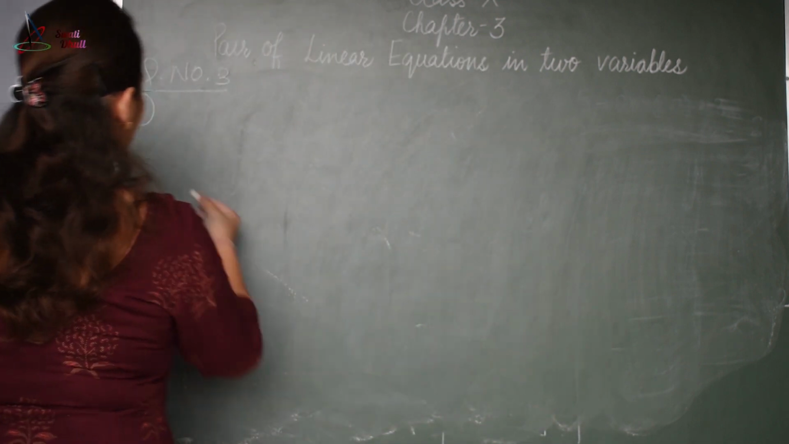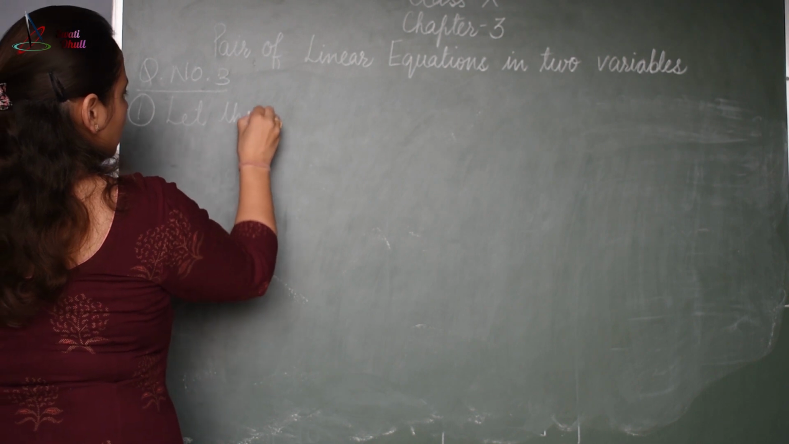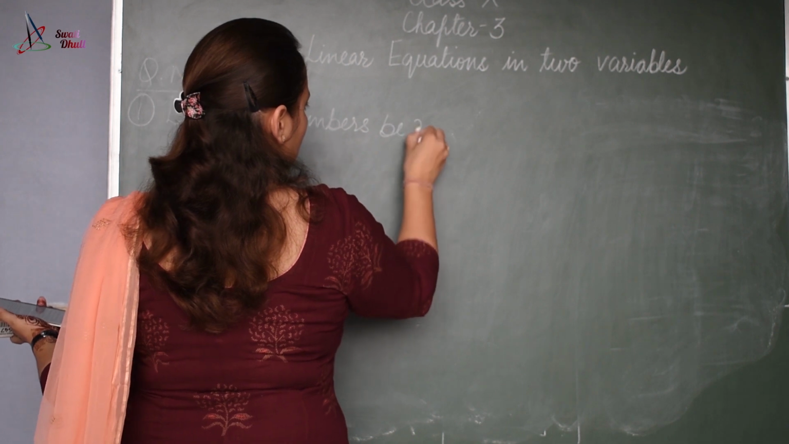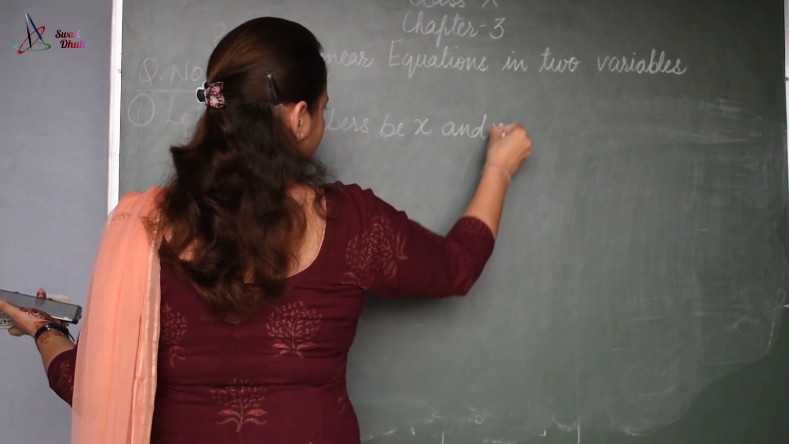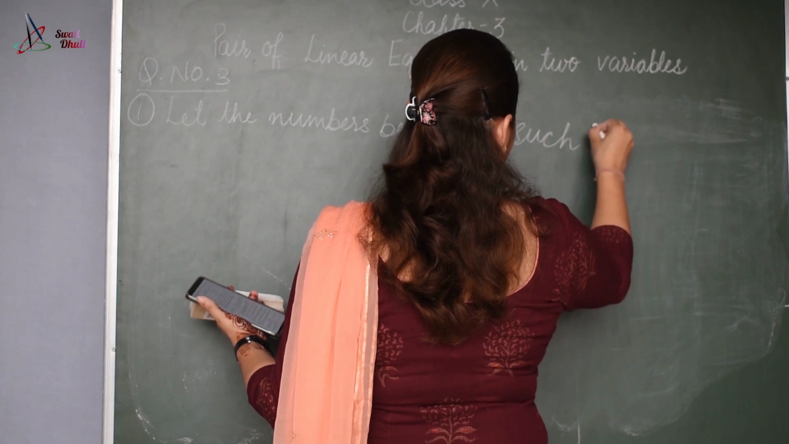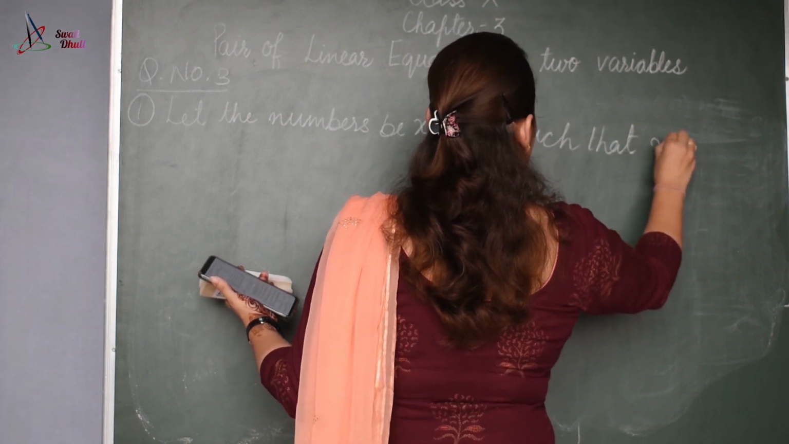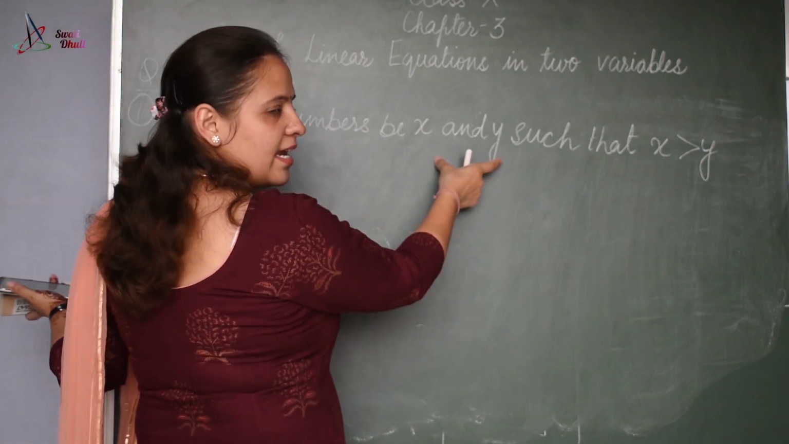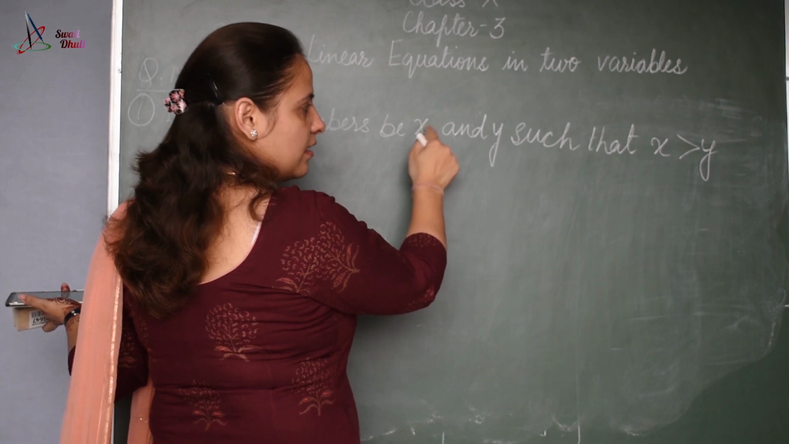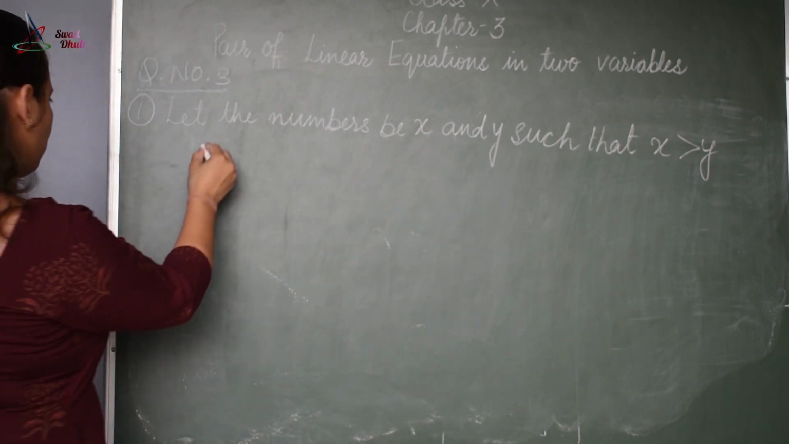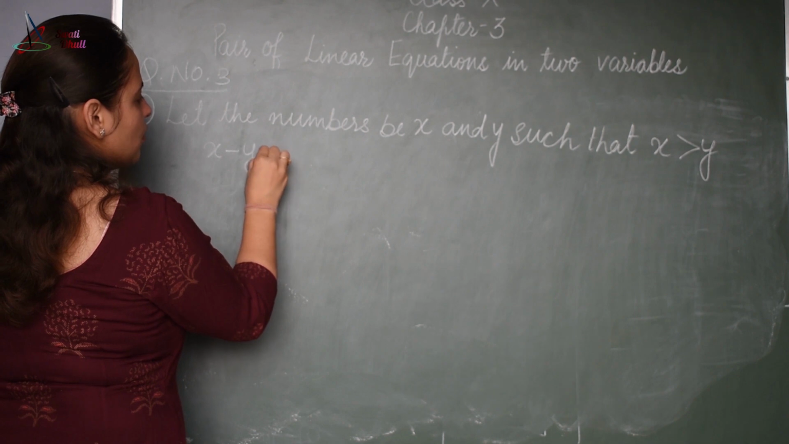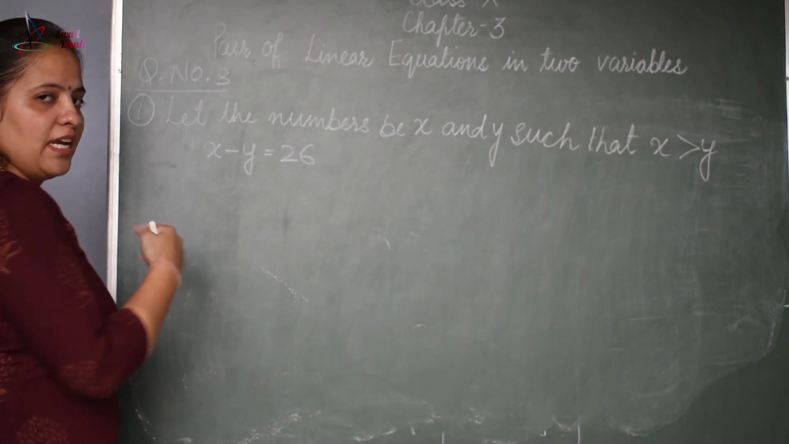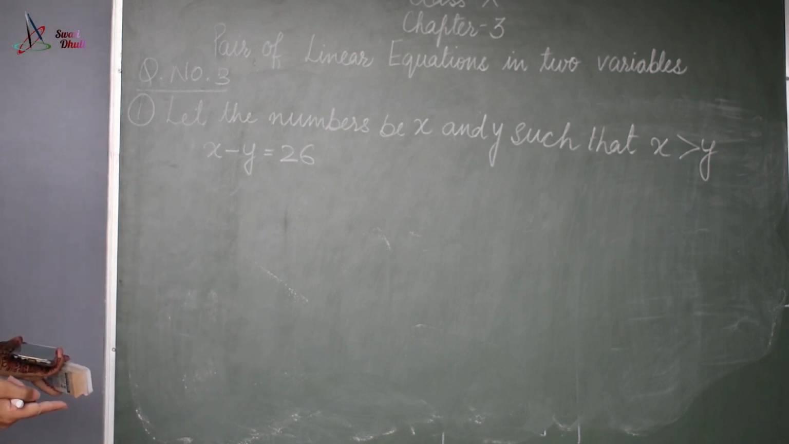So first of all, you have to consider, let the numbers be x and y such that x is greater than y. Now here two numbers are x and y and this number is greater and you are given the difference between these two numbers, that is x minus y is equal to 26, because we have considered x is greater. So x I have taken first, so x minus y is equal to 26.